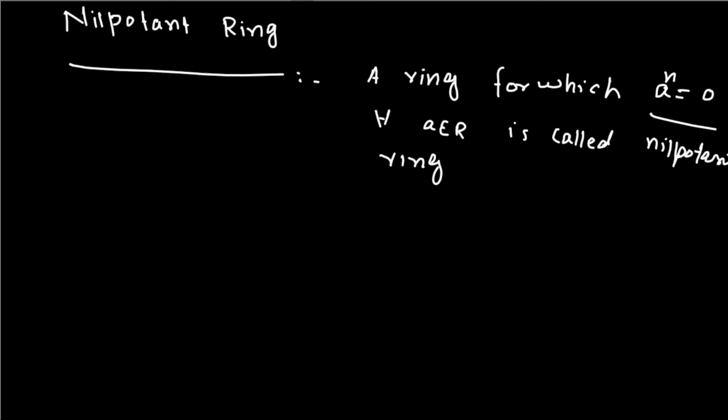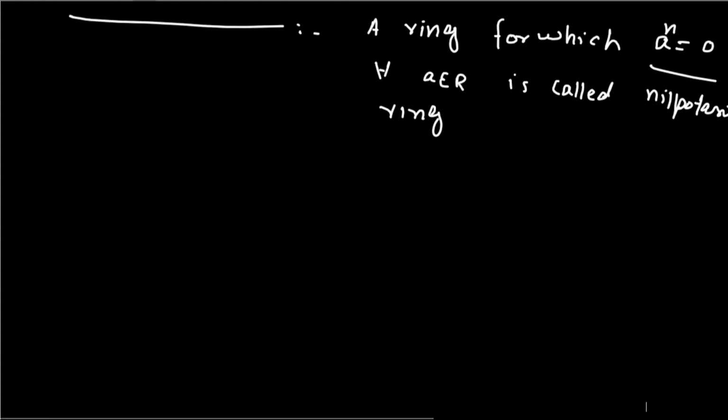This is called a nilpotent ring. This is the definition, a very simple definition: a^n = 0. If this condition is satisfied for all a belonging to R, then this is called a nilpotent ring. Now there is a theorem related to this definition.